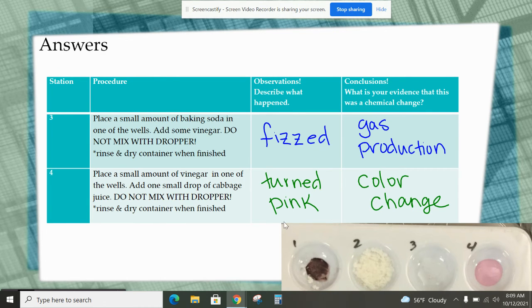Number 3, our vinegar and baking soda reaction. It's hard to see in this photo, but as we have seen in the past, we know that it fizzes, and that's the production of a gas. And then finally, mixing vinegar and cabbage juice, it changes colors. It started off as a different color and it turned pink. So again, that's an indication that a chemical reaction has occurred with this color change.